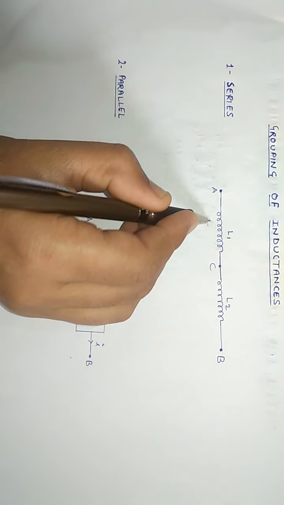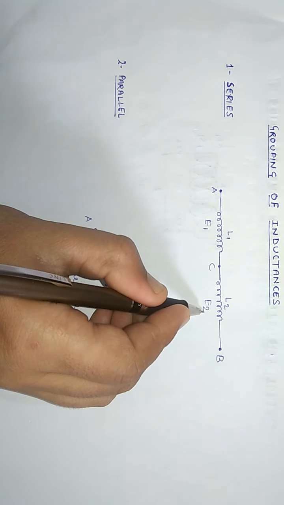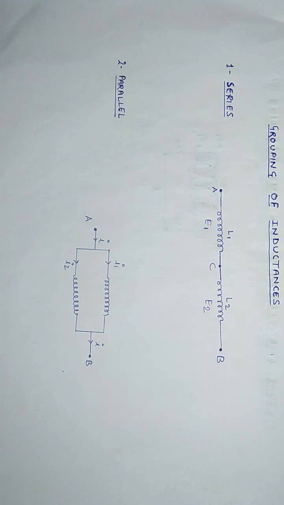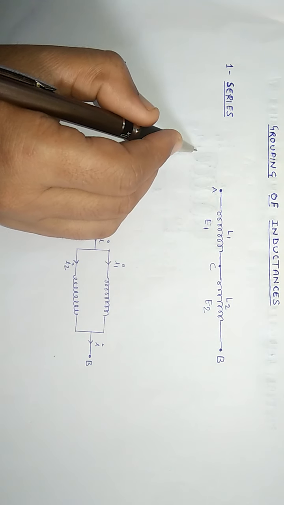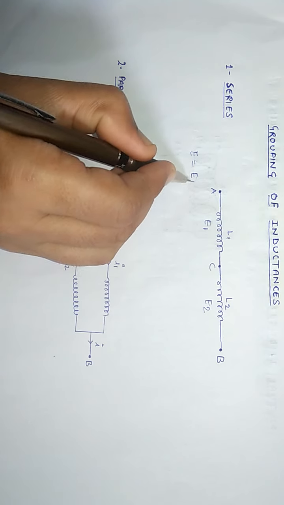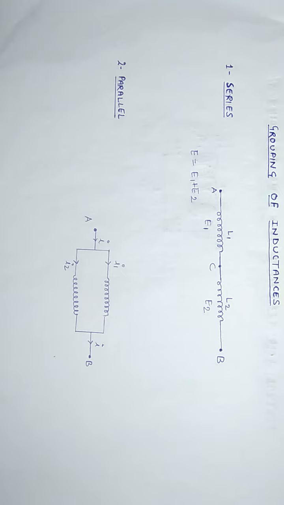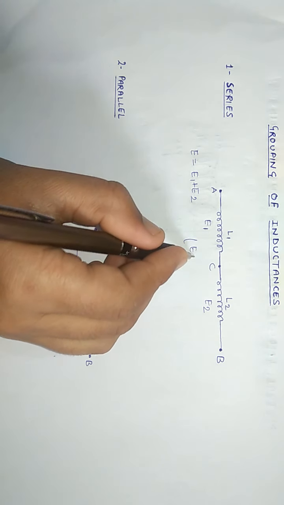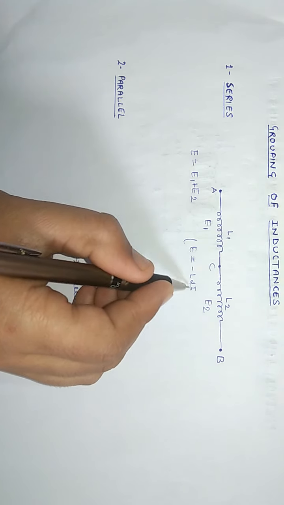If E1 is the potential difference across L1 while E2 is the potential difference across L2, then the net potential difference between points A and B will be given by E equals E1 plus E2, where this E is equal to minus L di upon dt. It is from Faraday's law.